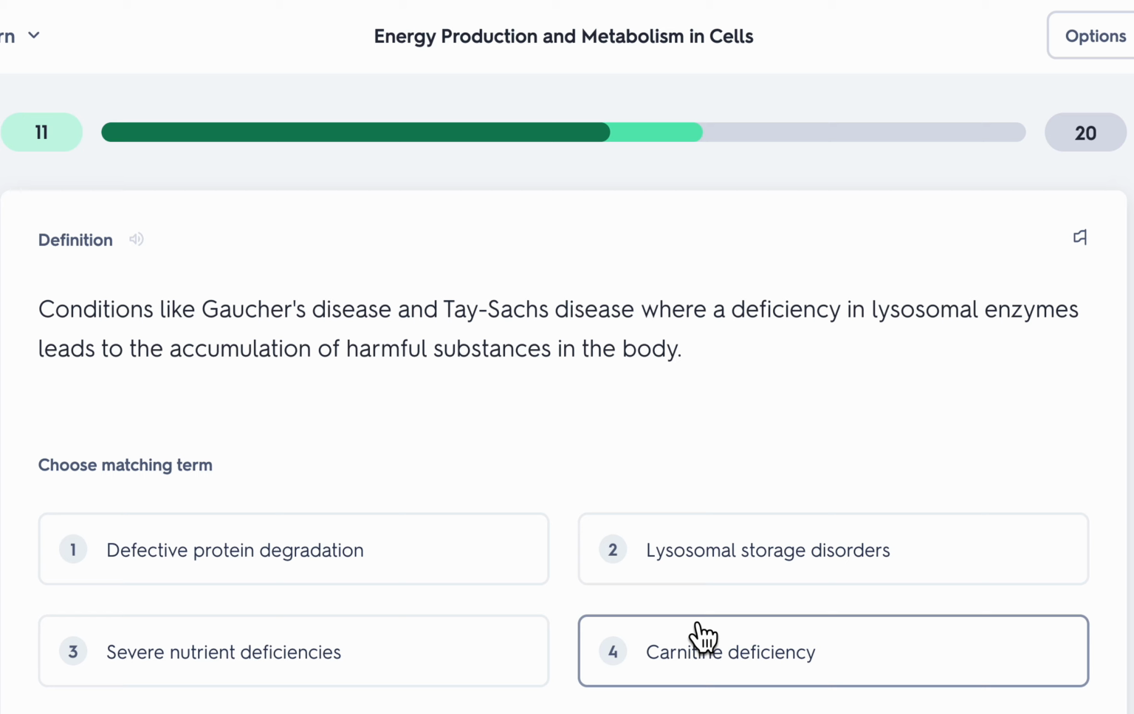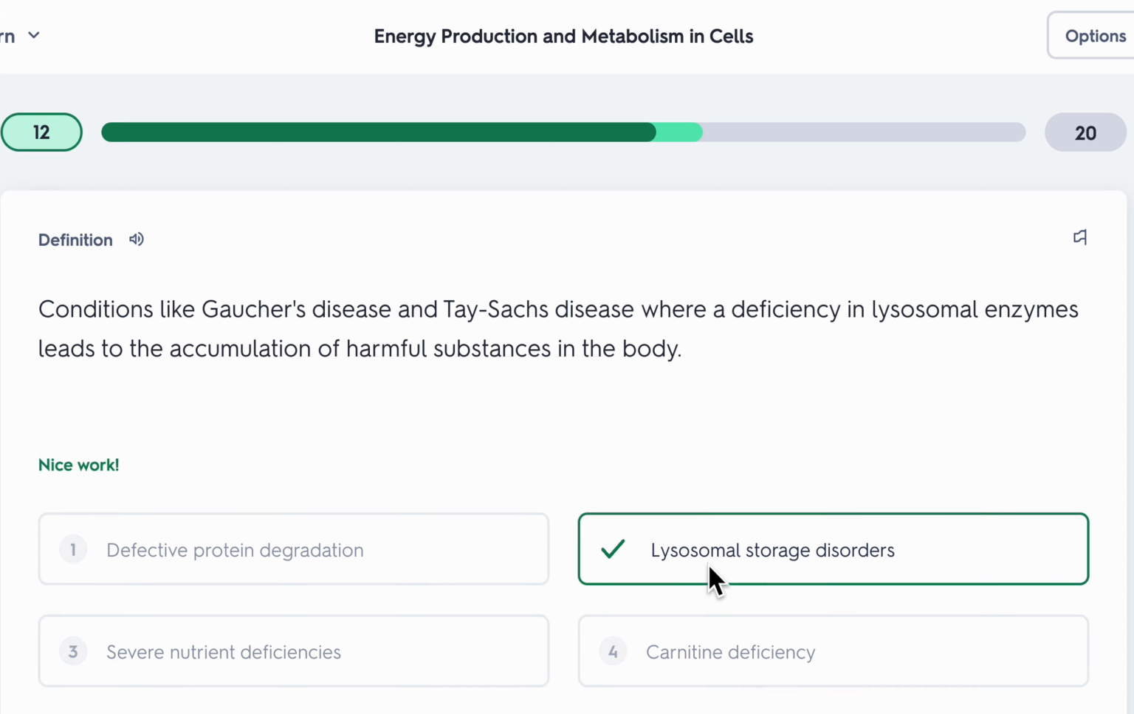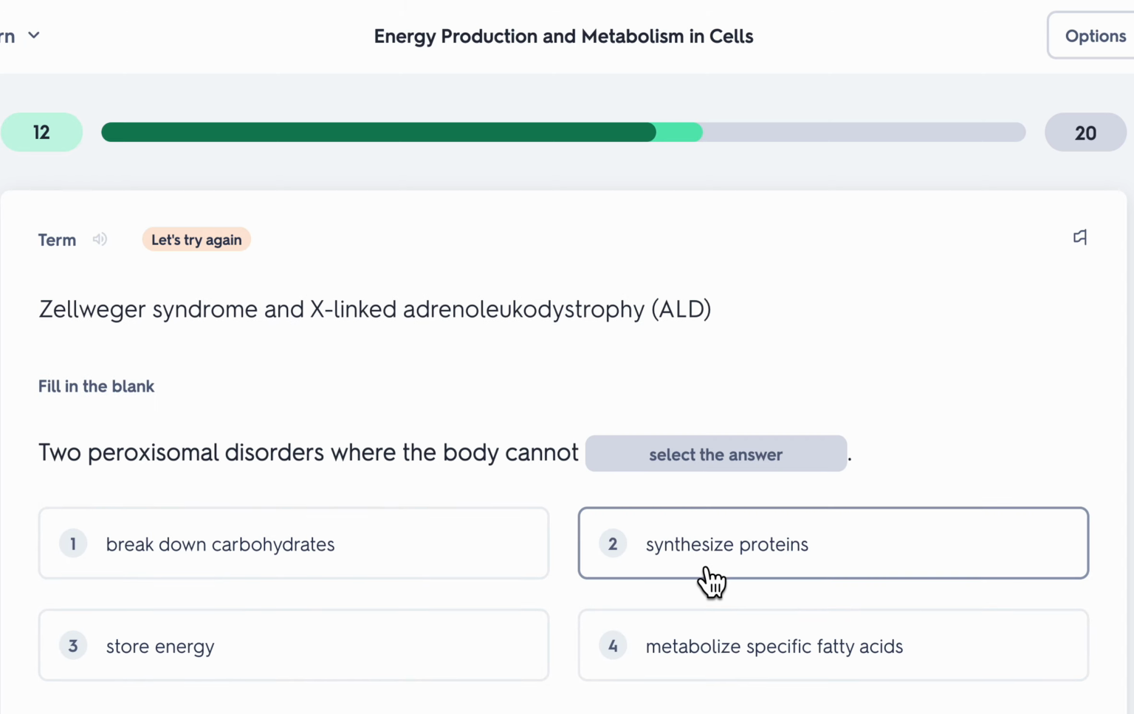Conditions like Gaucher's disease and Tay-Sachs disease where a deficiency in lysosomal enzymes leads to the accumulation of harmful substances in the body. Zellweger syndrome and X-linked adrenoleukodystrophy.